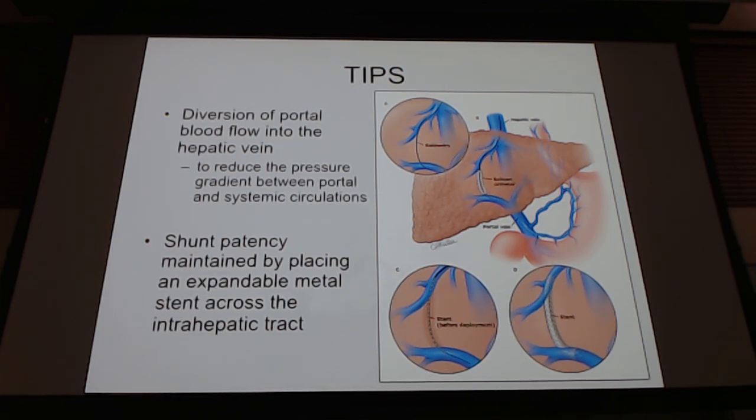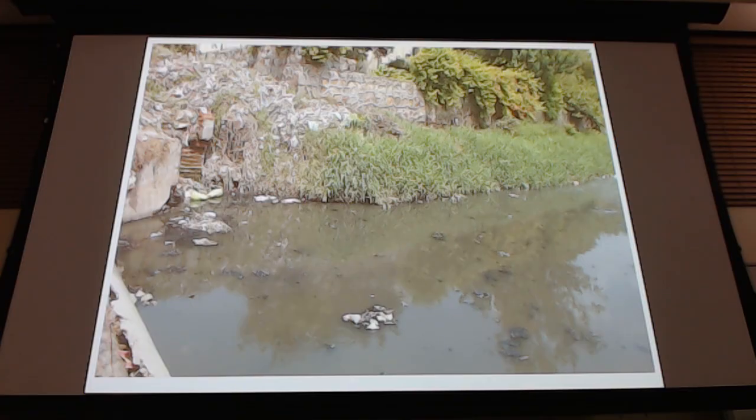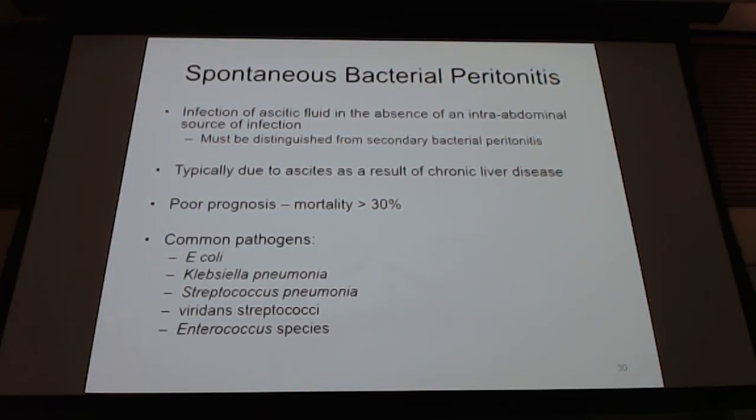All right. This is a weird slide, but it's just a precursor to get into spontaneous bacterial peritonitis. But I think imagery, I get it. So it's infection of this fluid that we're calling ascites in the absence of an intra-abdominal source of infection. If it's an intra-abdominal source of infection and it's not due to the ascites, then we would call that secondary bacterial peritonitis. Typically it's a result of chronic liver disease.